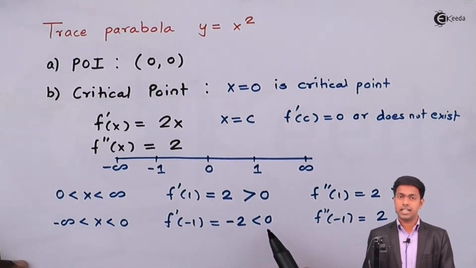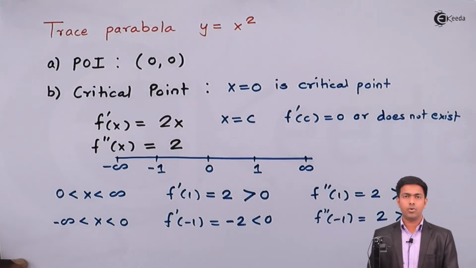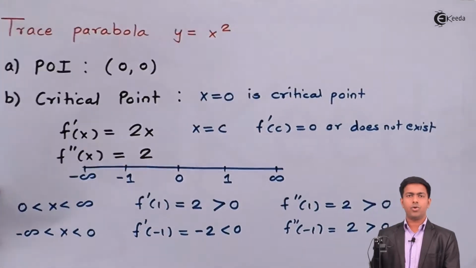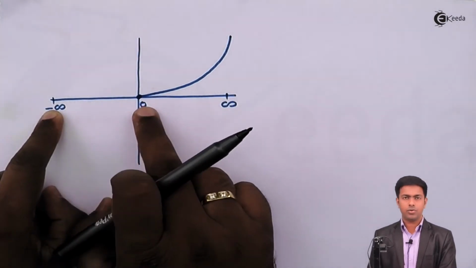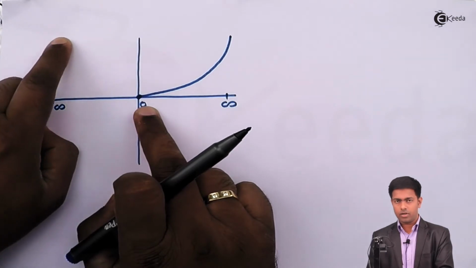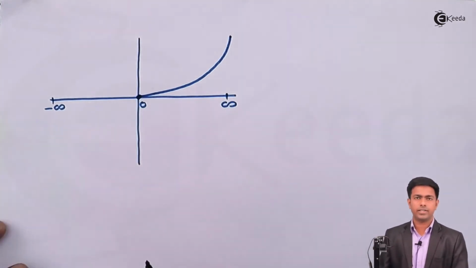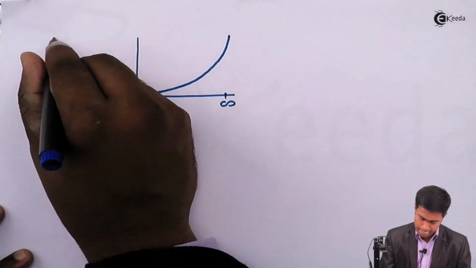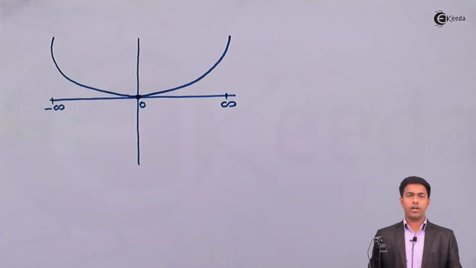First derivative less than 0 means the curve is decreasing, and second derivative greater than 0 means the curve is concave upwards. So decreasing means from minus infinity to 0, our curve will decrease and it will be concave upwards. So this is negative infinity, this is 0, so it will come down from minus infinity to 0, and it will intersect at 0, 0, because that is our point of intersection. So it will look like this. So guys, this is decreasing and concave upwards. Here we got the shape of a parabola.